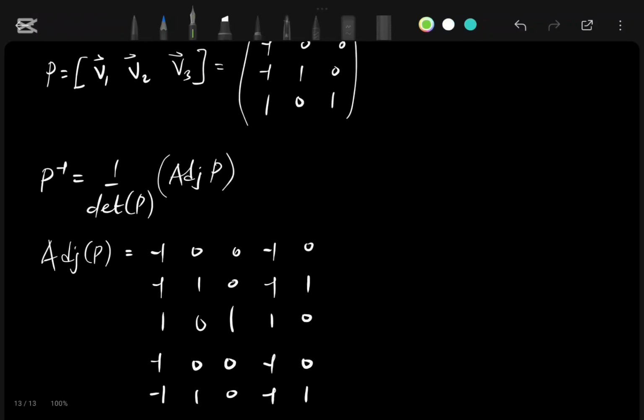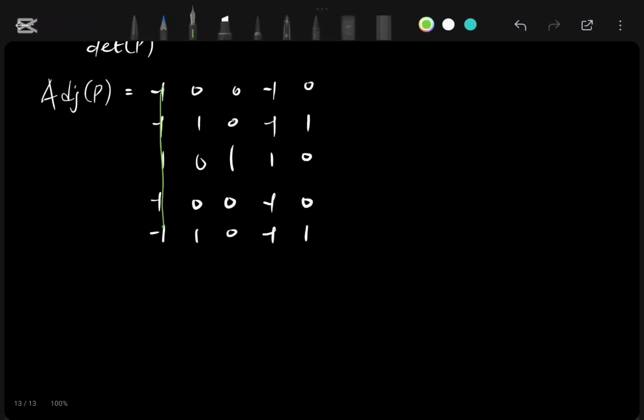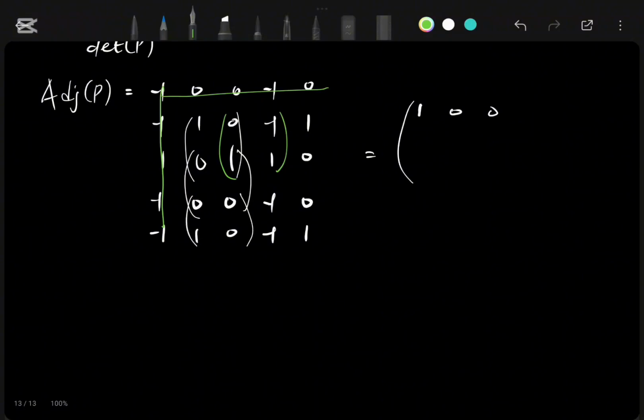We cross out this line and this line. So our first matrix, we have this determinant, which will give us 1. The next determinant gives us 0. The next determinant will give us 0. Now this determinant gives us 1.